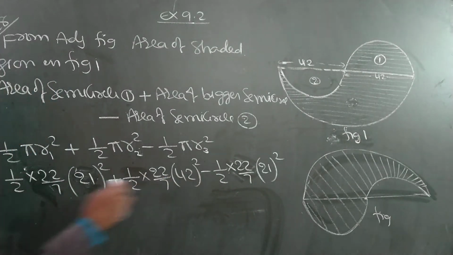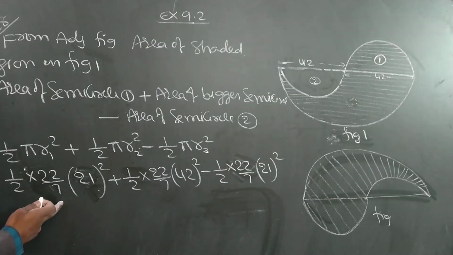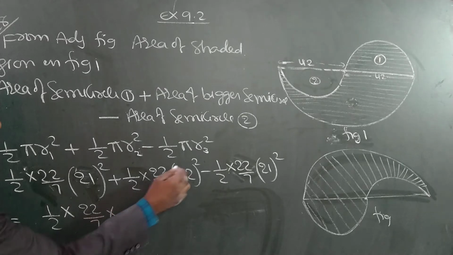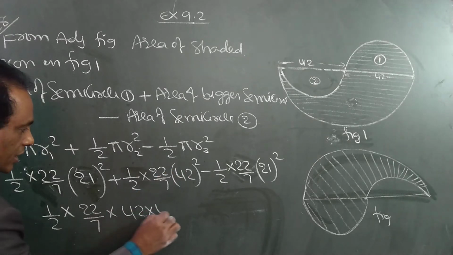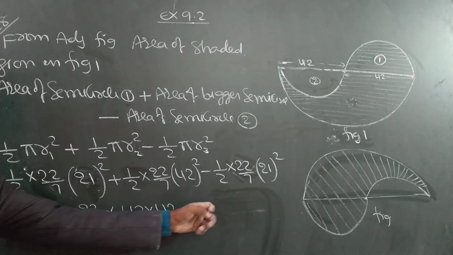See, this is minus, this is plus. Cancel. First one, last one same. Cancel it. 1 by 2 into 22 by 7 into 42 square means 42 into 42. You simplify it. Do the simplification and write the answer here.